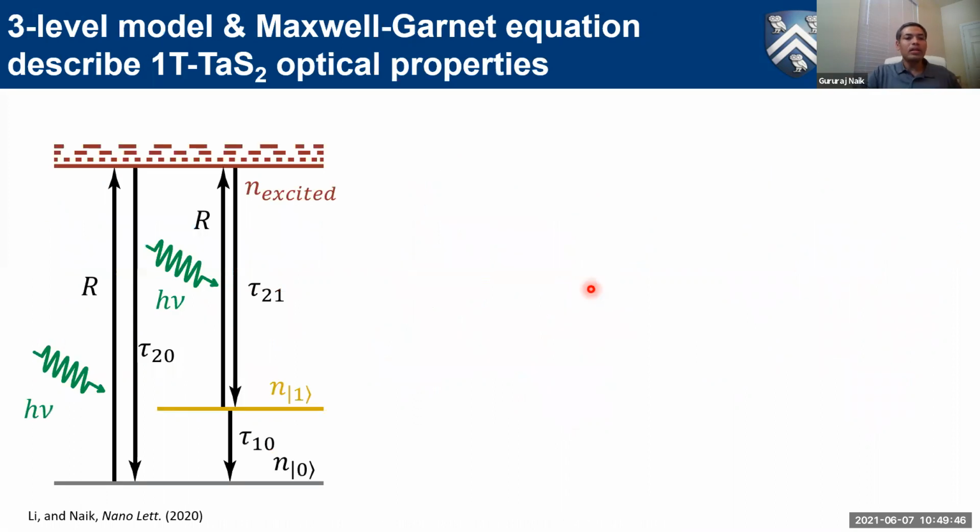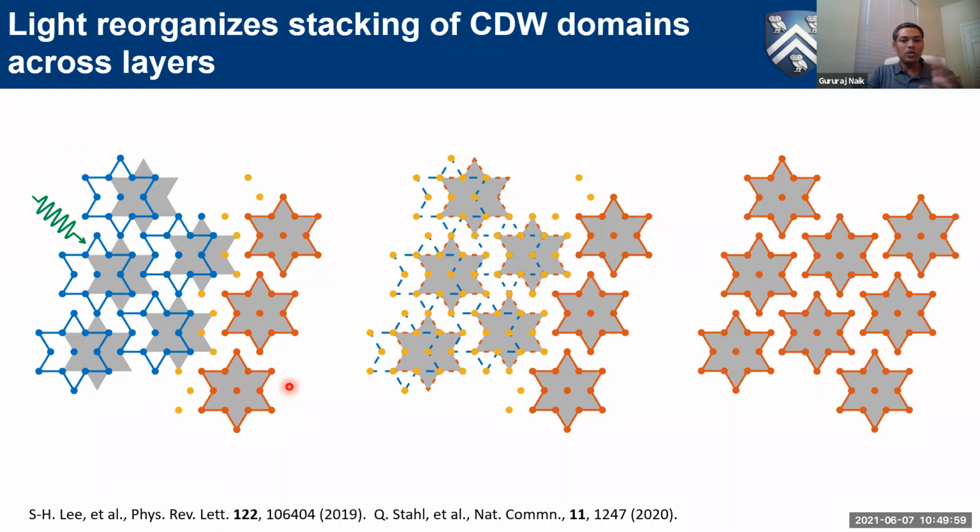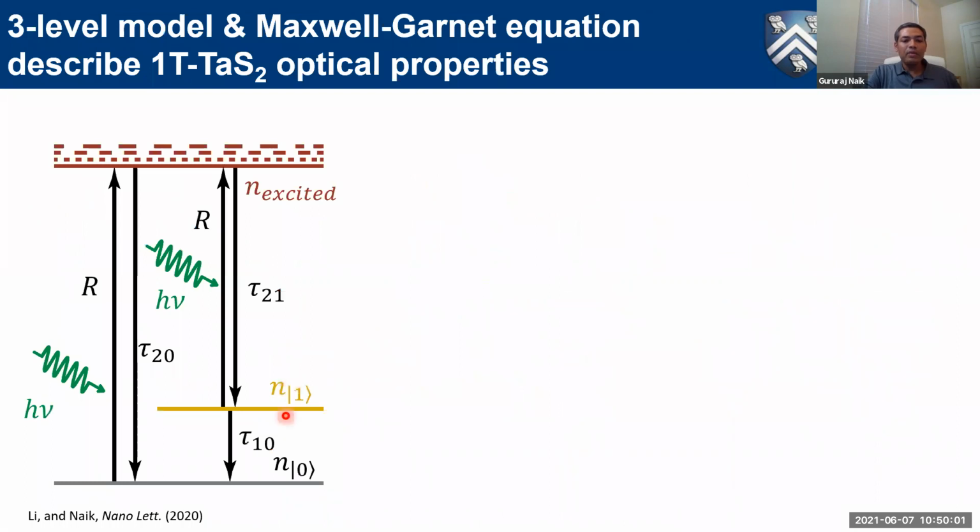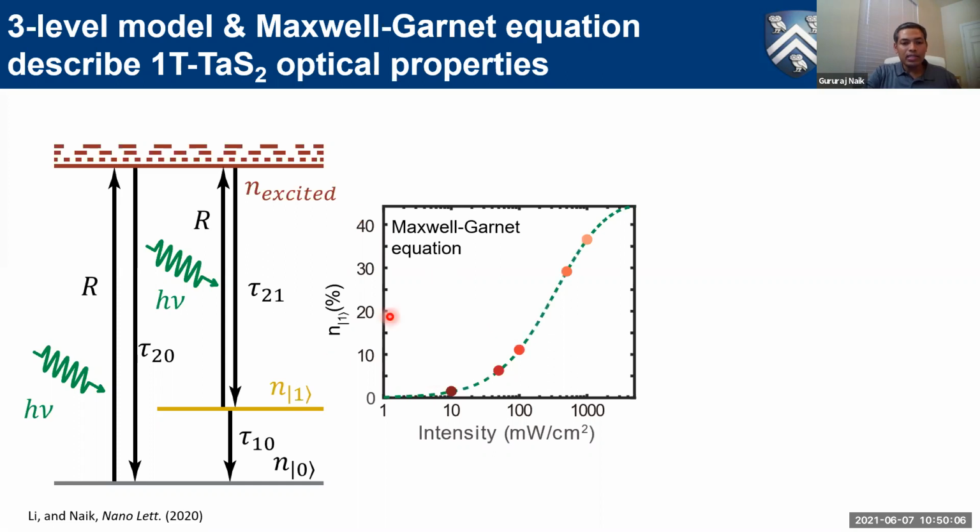Then we built a simple phenomenological three-level model. We extracted the key time constants from our pump probe measurements, and then we could predict what is the fraction of CDW domains that will be in this red stacking, so that is center to center stacking, and what is the fraction in the staggered stacking. So here is the calculations. We saw the intensity dependent fraction of domains in the center to center stacking to be like this. Okay, so here are the intensities that we considered in experiments.